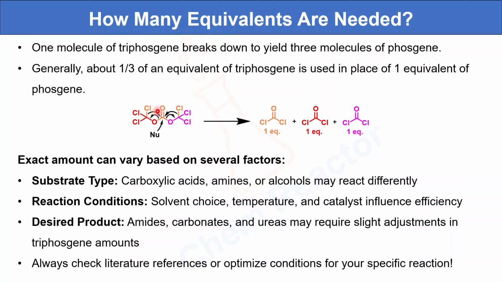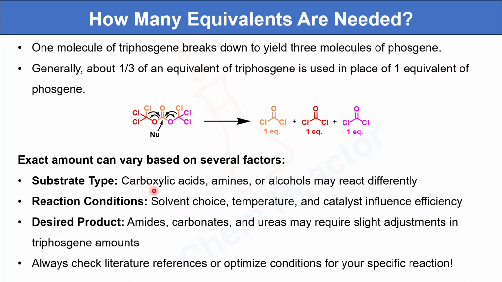As I said, triphosgene is a safer alternative to phosgene. So one molecule of triphosgene breaks down to 3 molecules of phosgene. In general, about 1/3 of an equivalent of triphosgene is used in place of 1 equivalent of phosgene. But the exact amount of triphosgene required for a coupling reaction varies based on several factors, like substrate type.